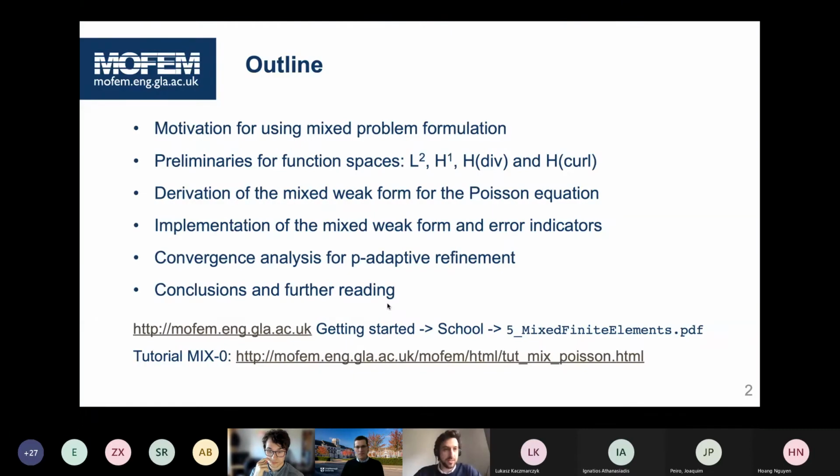So the outline is the following. I'll try to bring some motivation for using mixed problems. And then before actually deriving the mixed weak form for a Poisson equation, we will need to discuss some preliminaries for the function spaces. Just recall what L2, H1, H-div, and H-curl are, and then we will discuss the implementation of the mixed weak form and the associated error indicators. And then using those, we will try to do some simple convergence analysis for a p-adaptive refinement algorithm.